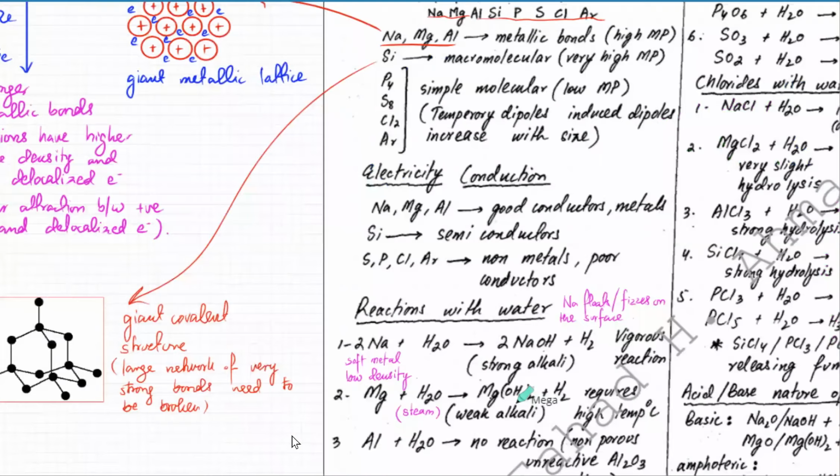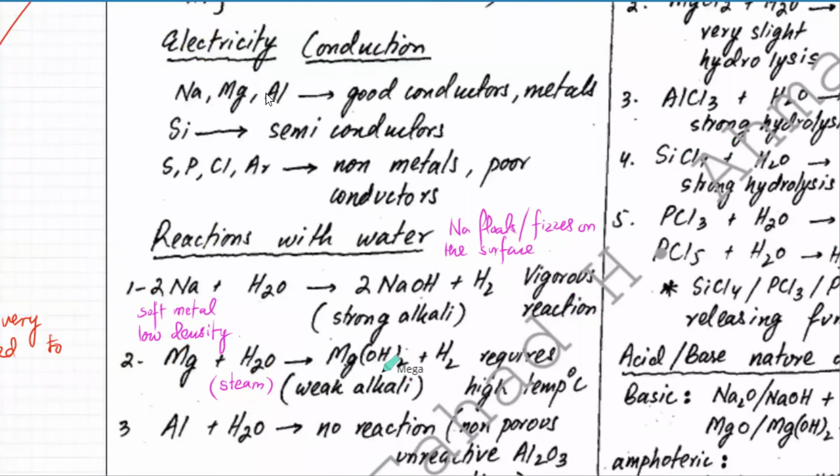Then electricity conduction: the first 3 are good conductors of electricity. Why? Because they're obviously metals and they've got delocalized electrons. You can add that over here, they might ask you. The other ones are non-metals, so they don't have delocalized electrons.